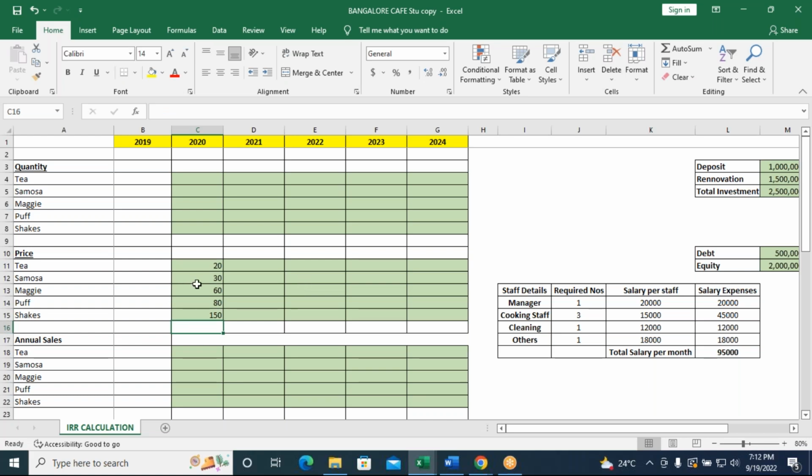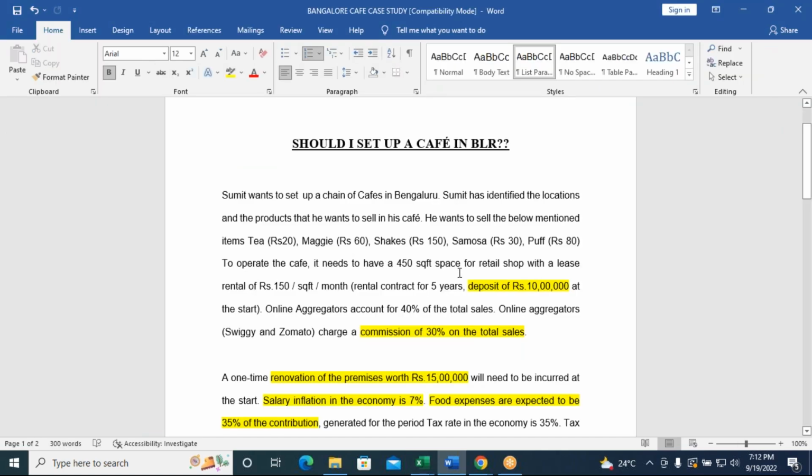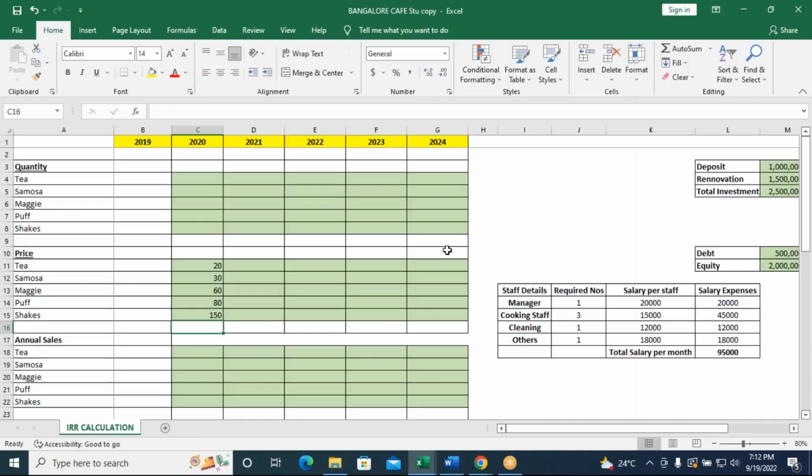They have told, will the rates be changed? Yes, ma'am, the rate will be changed, they have mentioned. See, look at the question properly. They have not told anything, so the rates will remain the same for the 5 years. Here we are calculating from 2020 to 2024, 21, 22, 23, 24. They have mentioned the price of the products but have not said there will be any changes in the upcoming years, so this amount will remain the same for all 5 years. So I am copying and pasting these values. Done.